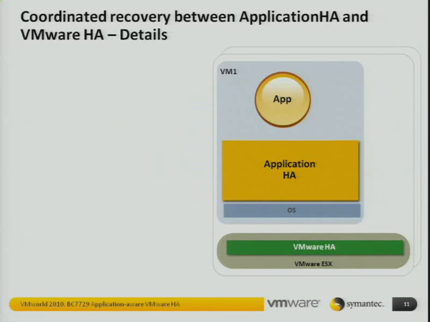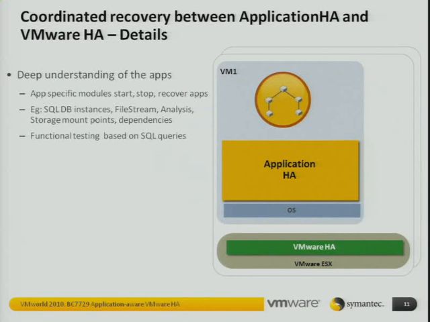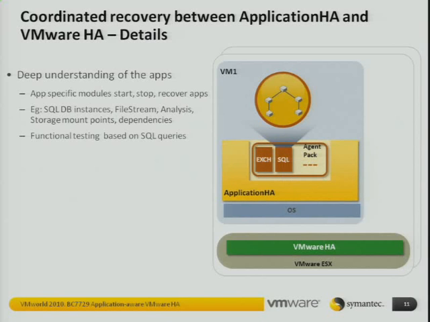Now let's double-click on the solution and see a little more detail on how it works. Central to this solution, the most critical thing is deep understanding of the application. Understanding an application involves understanding all the different components and processes that make up the application, the resources it's using, how to start and stop the application, and how to monitor the application, and being able to tell the difference between up and down, and up and functional. All these application-level insights are encoded into app-specific modules, or what we call agents, that plug into the Application HA framework.